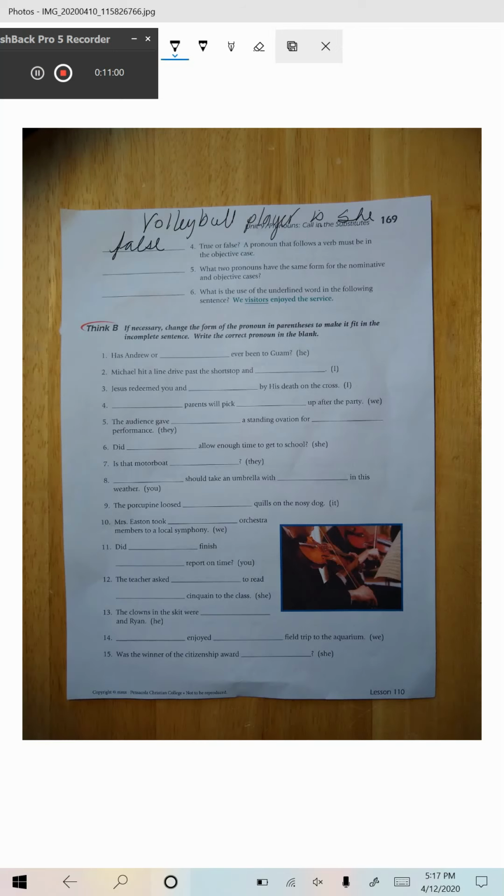What two pronouns have the same form for the nominative and objective? Do you remember those? It was you and it. What is the use of the underlined word in the following sentence? Okay, there's our appositive again. We visitors. We is actually the subject, even though it's the pronoun. Visitors is called the appositive. So what do they want to know? What it is? It's an appositive.